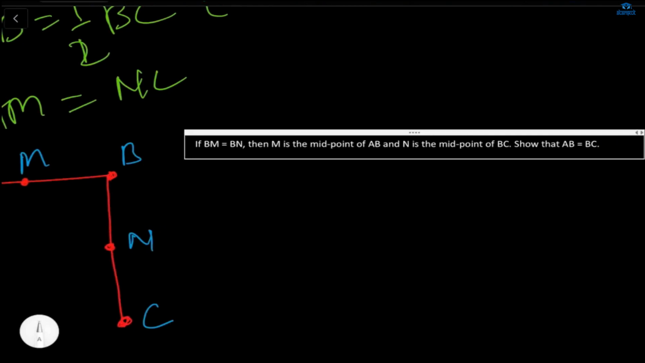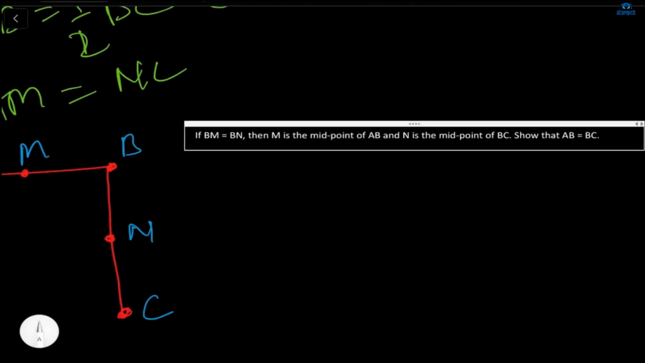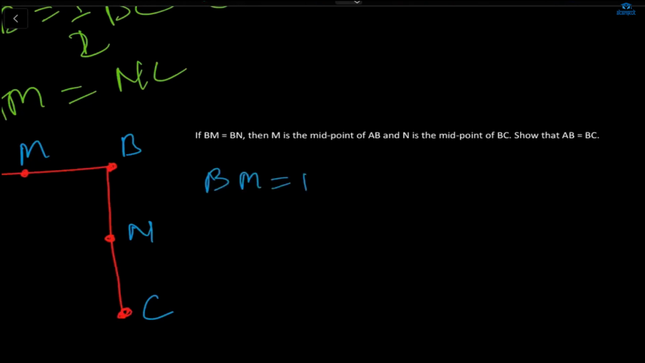Razi, BM is equal to BN. Okay, Razi. So what is given? That BM is equal to BN. It is also given that M is the midpoint of AB and N is the midpoint of BC. You have to show that AB is equal to BC.